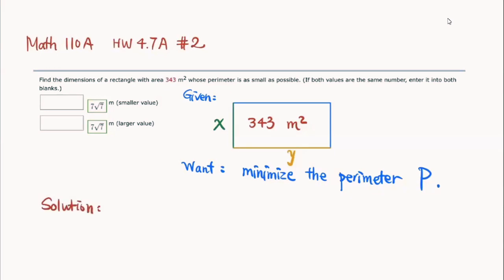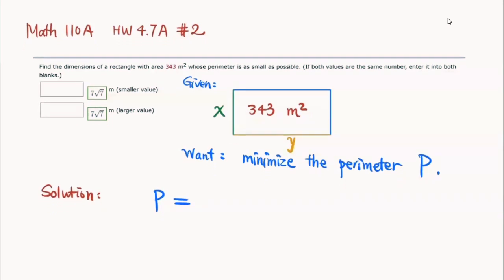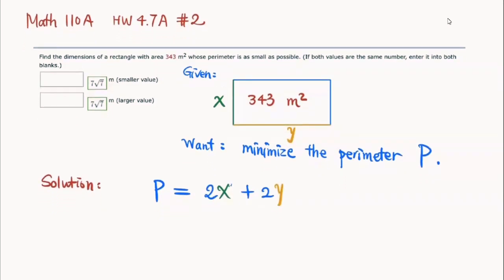So the first thing to do is to express the quantity that we're trying to optimize in terms of the other variables. So when we do that, we're going to have P is equal to, well, the formula for the perimeter of a rectangle is 2x plus 2y, right? So that is 2x plus 2y. So we express the quantity we're trying to maximize or minimize, in this case minimize, in terms of x and y.